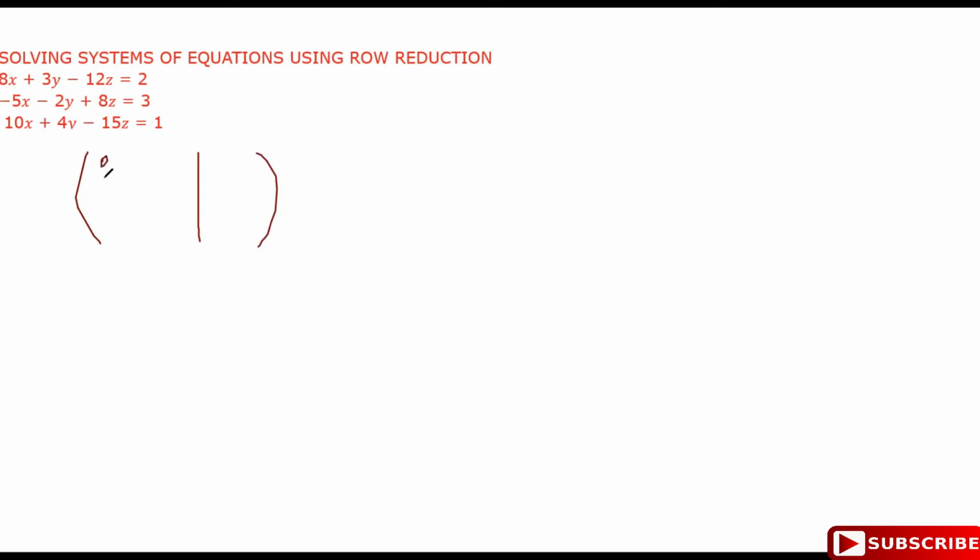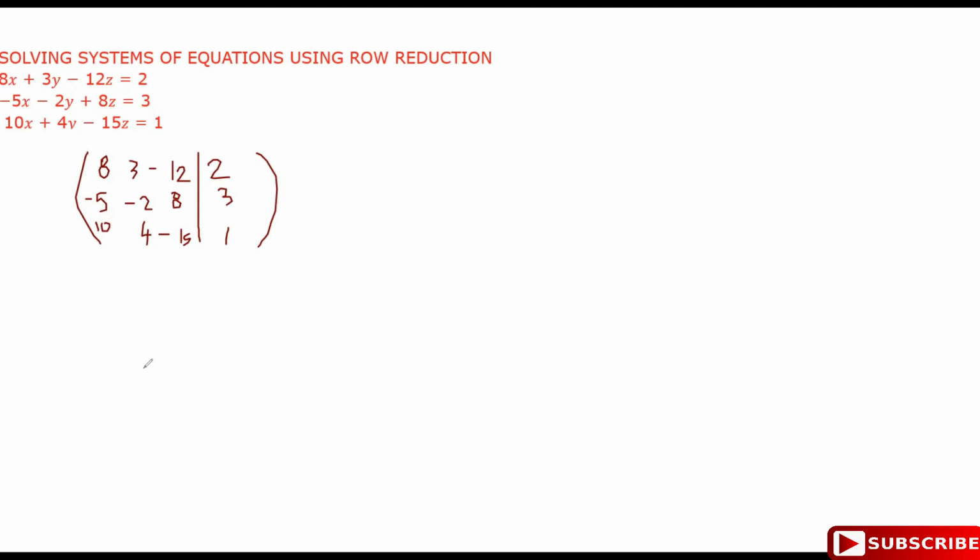So for the first row, it is 8, 3, minus 12, and then what is equal to goes in the augment section: 2. Then this is now minus 5, minus 2, 8, and in the augment part we put 3. Then we have 10, 4, minus 15, and in the augment part we put 1. Now what we're required to do is use row 1 to get zeros in the leading entries of row 2 and row 3.